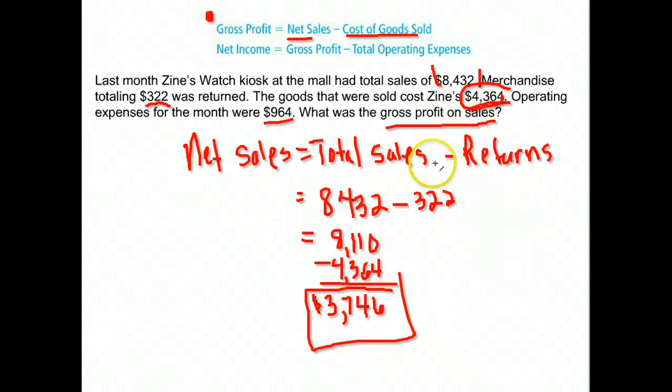Now, if they had asked for the net income, we would have had to continue on and use some of these other numbers that were given to us, but all they wanted was gross profit, so we stopped there.